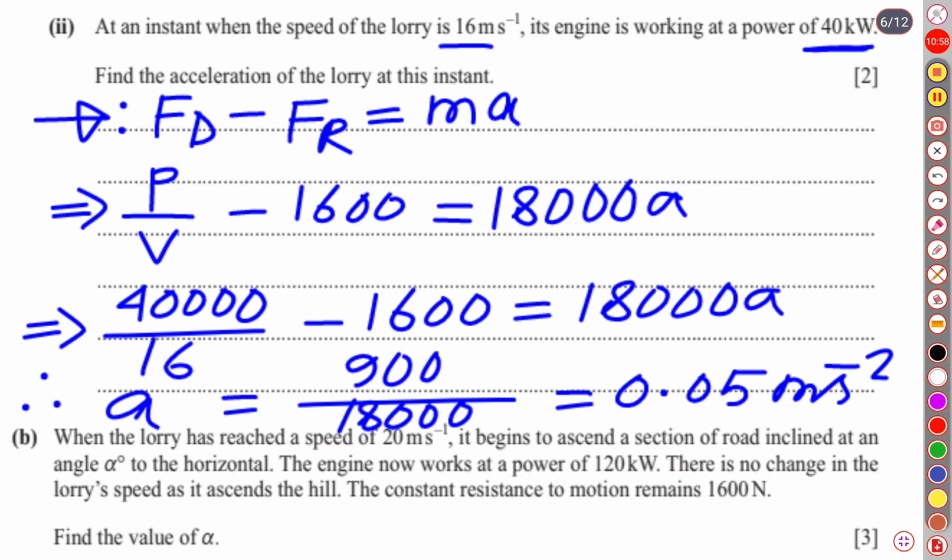Let's see what B says. Question B says, when the lorry has reached a speed of 20 meter per second, it begins to ascend a section of road inclined at an angle alpha to the horizontal. The engine now works at a power of 120 kilowatt. There is no change in the lorry's speed as it ascends the hill. The constant resistance to motion remains 1600 Newton. Find the value of alpha.